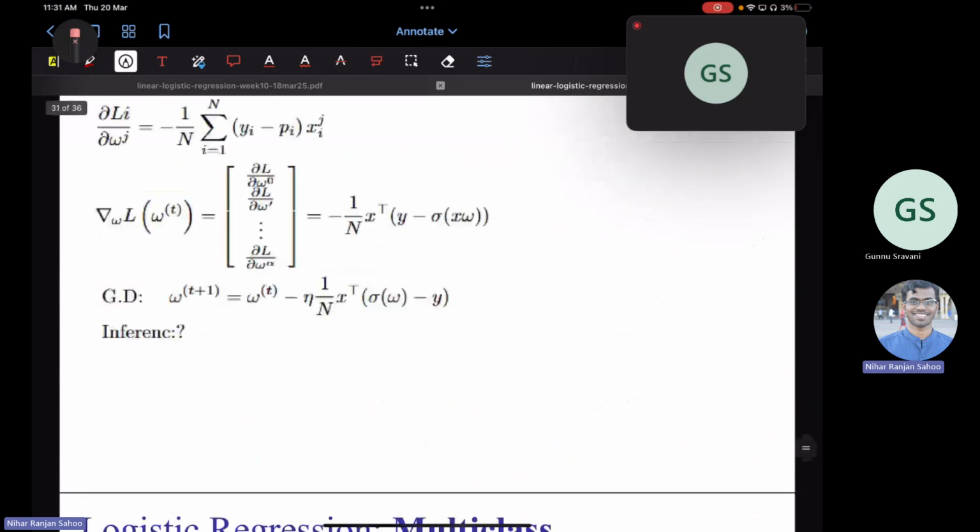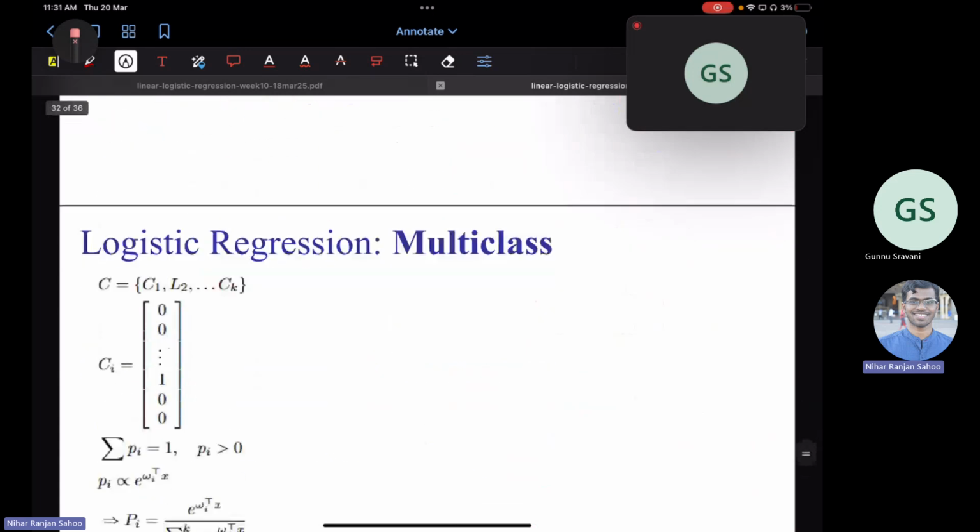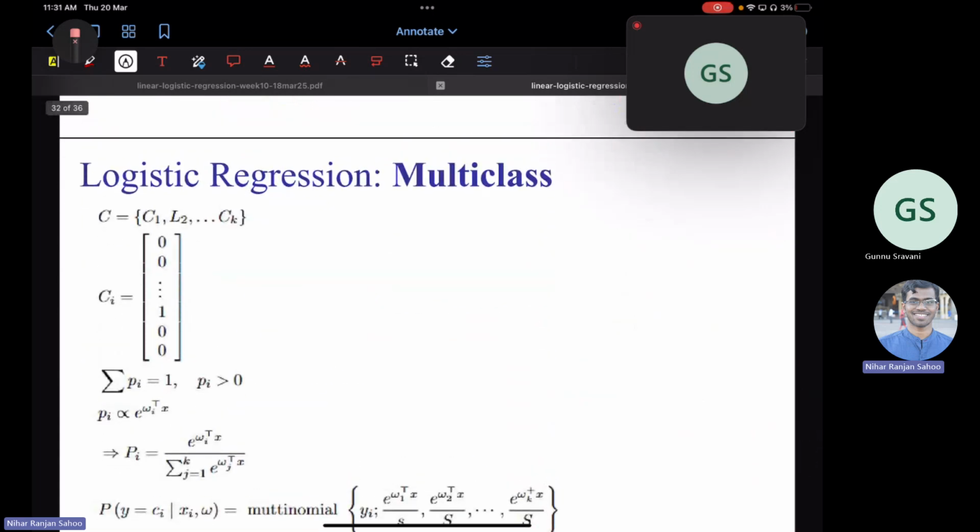Be careful if you are asked about multi-class logistic regression: you have to convert the y label into one-hot vectors, then do the formulation. This is something very crucial.